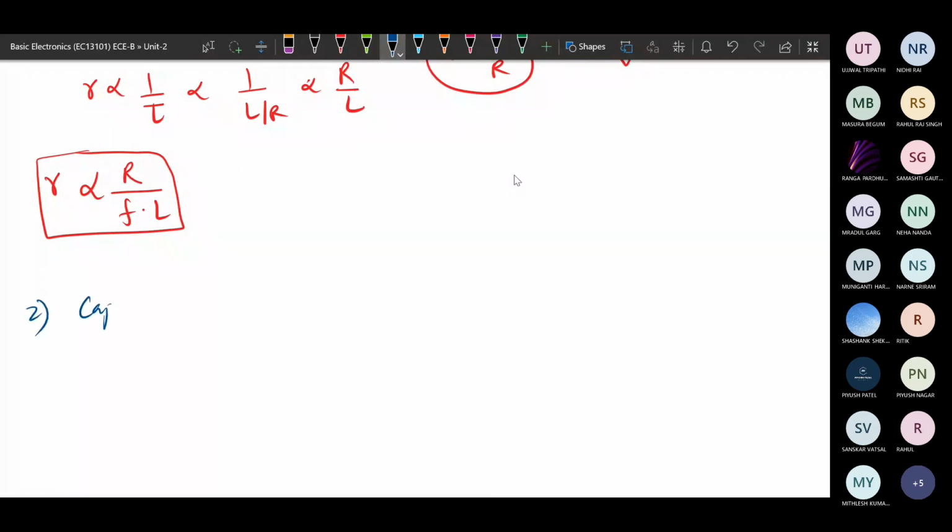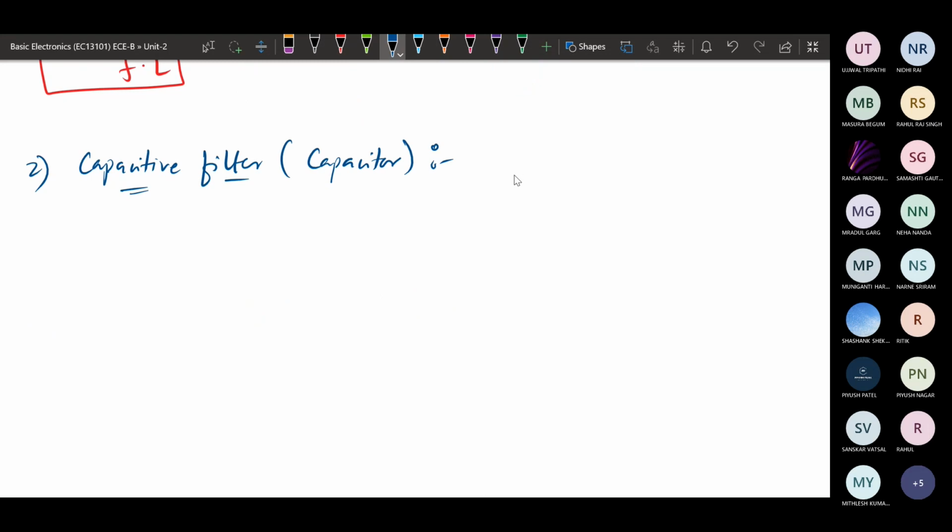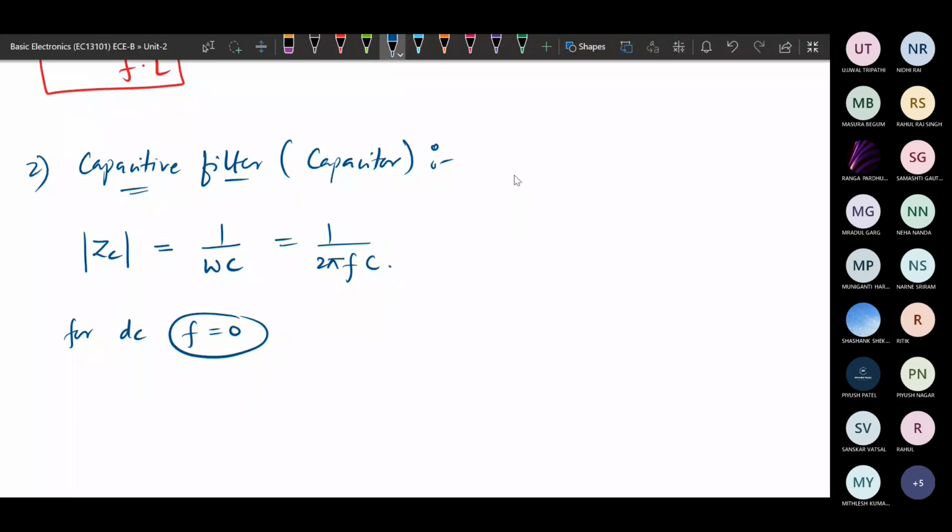Next we will see the capacitive filter, or a filter using a capacitance. In the case of a capacitance, the ZC value is given by 1 by omega C, that means 1 by 2 pi f into C. For DC we know f is 0.